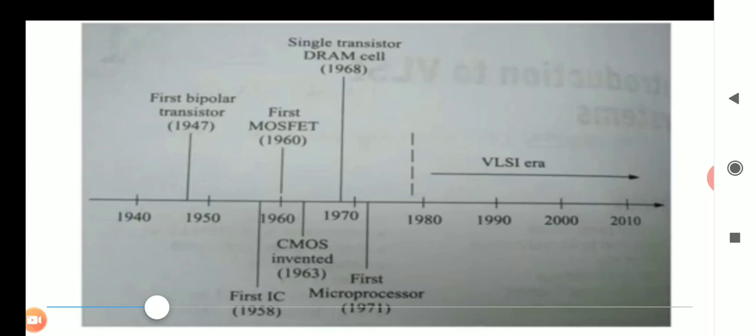Because of the invention of the IC, the integrated circuit, the number of transistors in a single chip was increased. Because of that, the size of the ICs was also reduced.